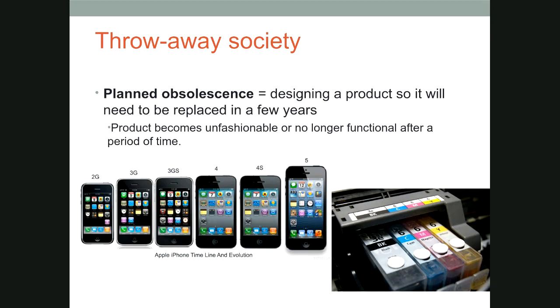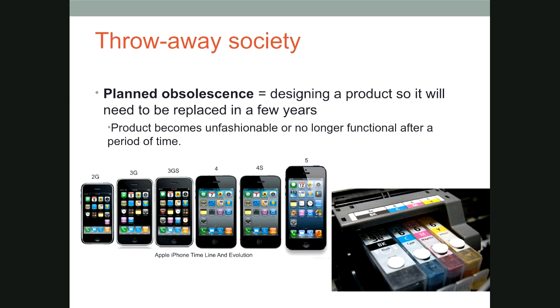An important term that really explains a lot of how we consume items in the United States specifically is called planned obsolescence. Planned obsolescence is when you design a product so it will need to be replaced in a few years, either because the product becomes unfashionable or it's no longer functional after a specific period of time. A perfect example of planned obsolescence is the iPhone.